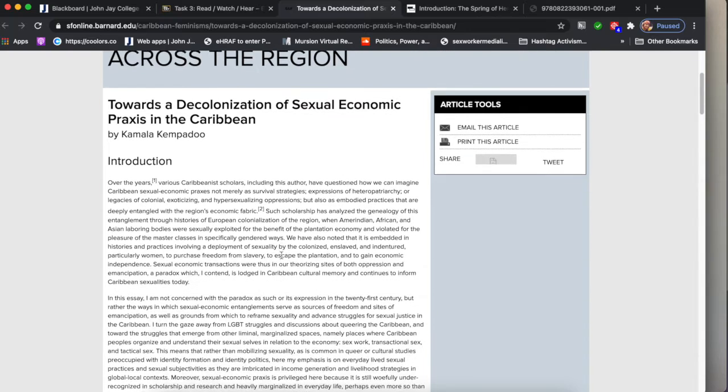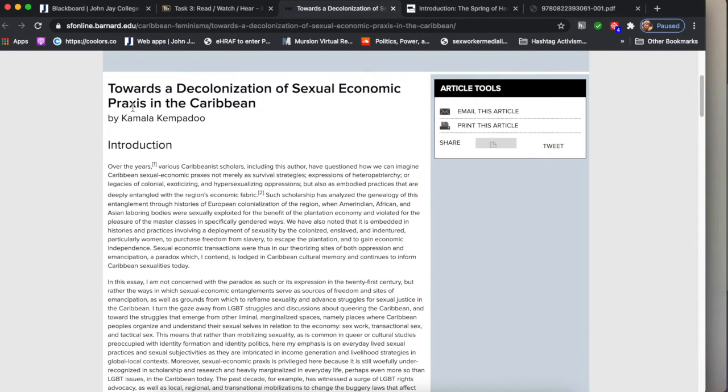So thinking through what sexual economic practices in the Caribbean look like, but more than that, thinking through what they look like from a perspective of decolonizing the ways in which Caribbean people have been forced to live for generations now, right? So Kempadoo goes over, "Over the years, various Caribbean scholars, including herself, have questioned how we can imagine Caribbean sexual economic praxes not just as merely survival strategies or expressions of heteropatriarchy or merely legacies of colonialism and hypersexualized oppressions, but also as embodied practices that are deeply entangled with the region's economic fabric." Like, what?